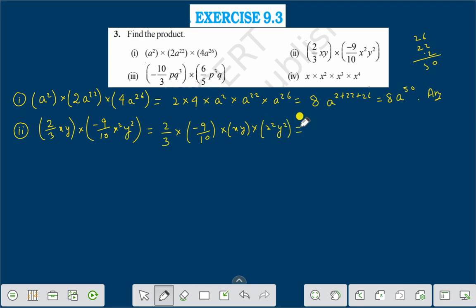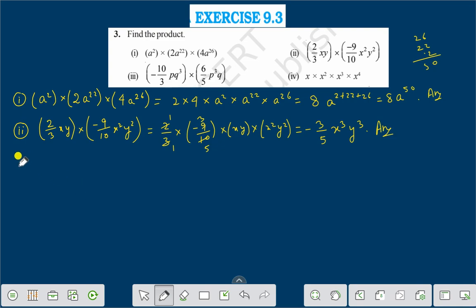Therefore, we are getting, cutting by 2, 2 fives are 10, 3 threes are 9, then minus 3 by 5. Here x into x square is x to the power cube, y into y square is y to the power cube, and that is the answer. The answer is minus 3 by 5 x cube y cube.